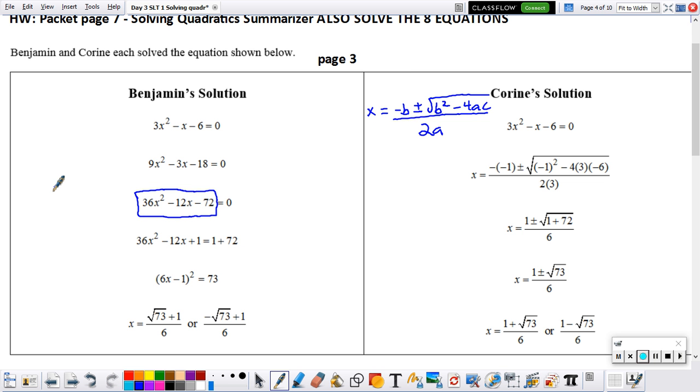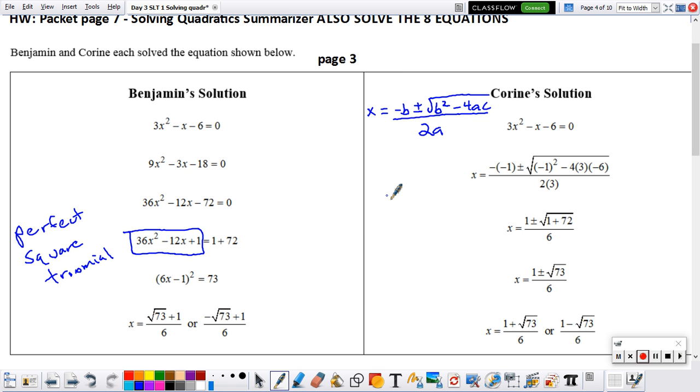I'm going to put a box around that. I want everyone to write perfect. Wait, not that one. Right here. Sorry, I was off one line. He created a perfect square trinomial.